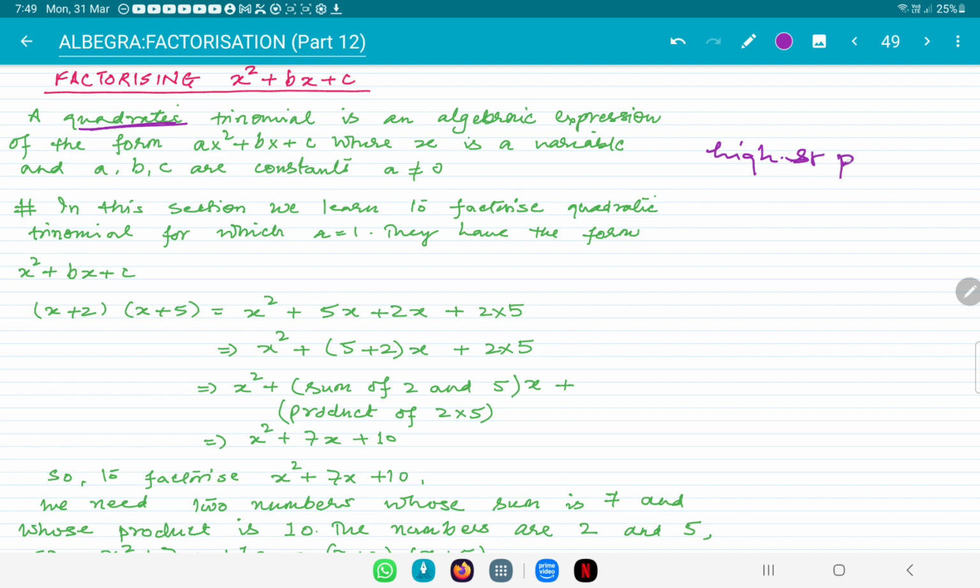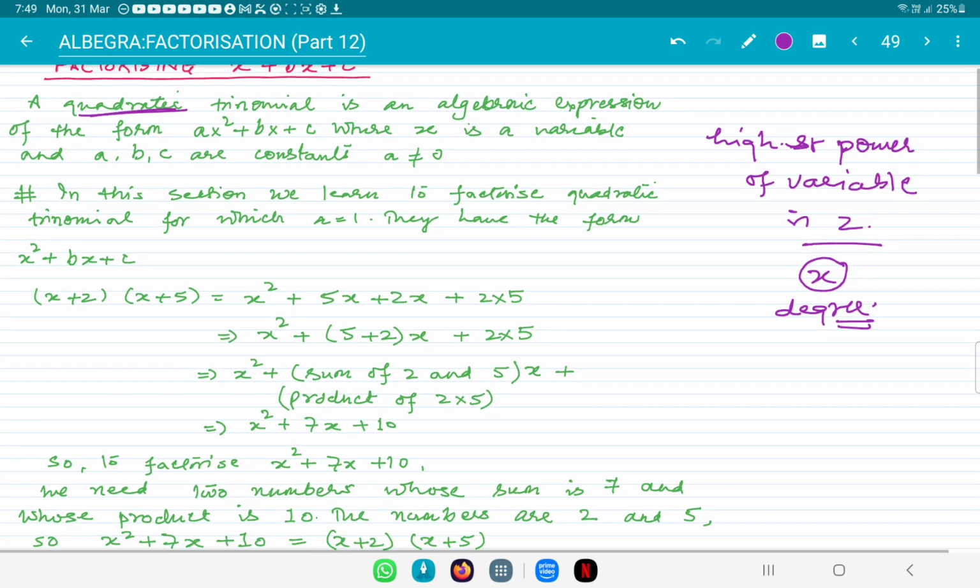Highest power of variable is 2. So here you are seeing that our full expression is in variable x, and the highest power of the variable is 2. Another name for the highest power of the variable is degree. So what is the degree here? Degree is 2. A quadratic trinomial means it has how many terms? It has 3 terms.